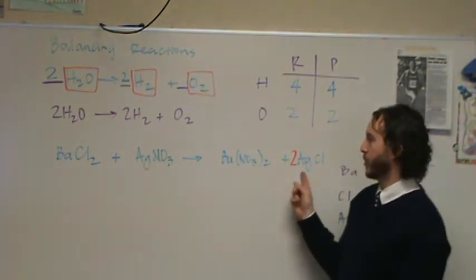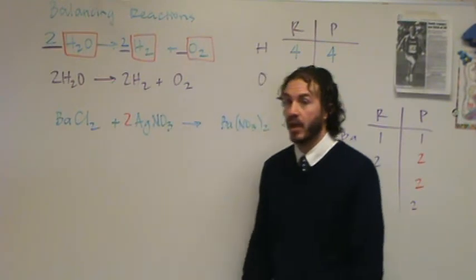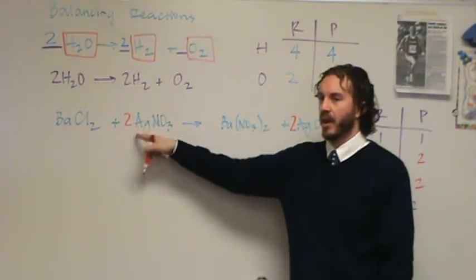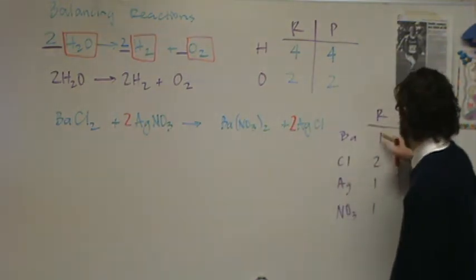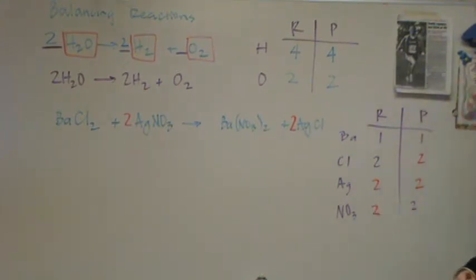Okay, so I've got 2 silvers here. I want to have 2 here. Remember, the only thing you can do is put numbers in front, and the number distributes to everything. So I just gave myself 2 silvers, and what else did I give myself? 2 nitrates, right? So I got 2 nitrates now. And now look, magically, numbers have matched up. It's not really magic, it's more like math, but.